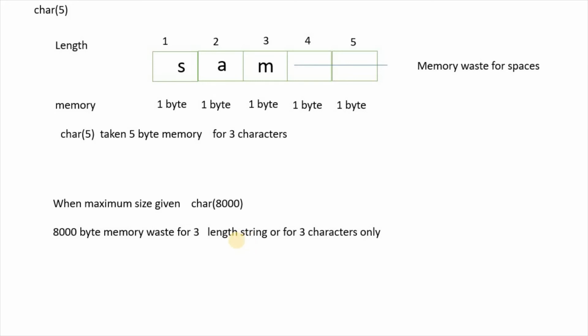This way, if we know the exact size of the string, or the exact number of characters, then in that case char is very useful. For example, a mobile number, pin code, or PAN card number. The size is always limited or fixed. In that case, char is useful, because there is no possibility of wastage of memory, and char is faster than varchar.